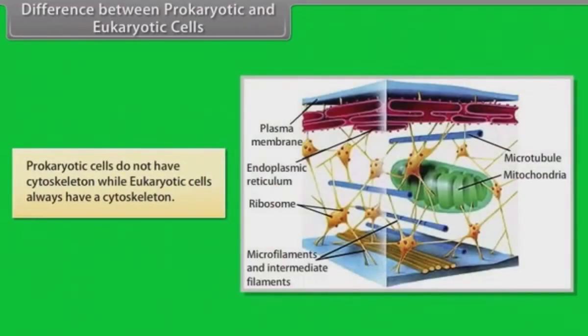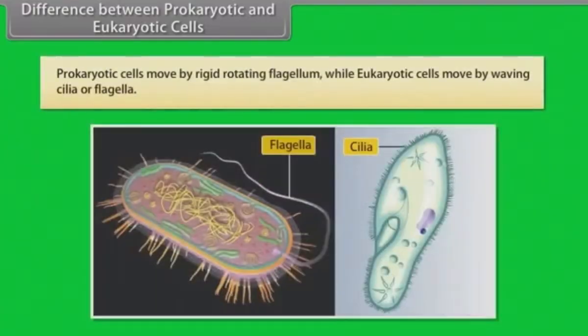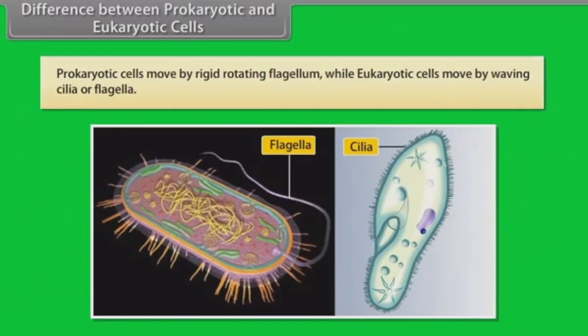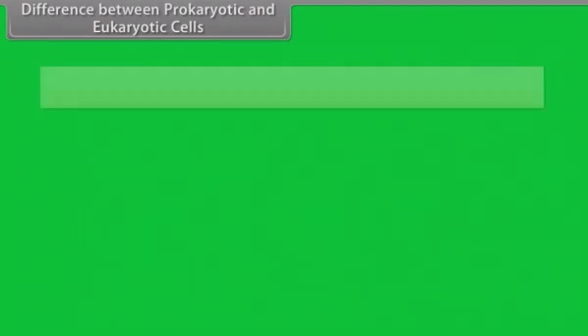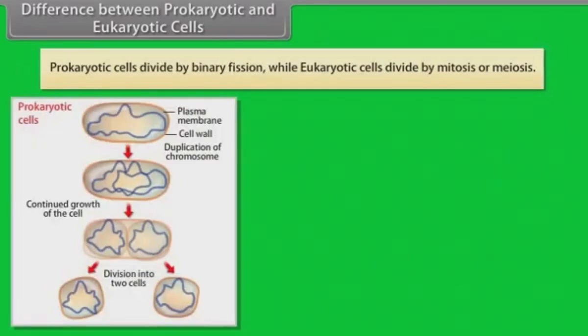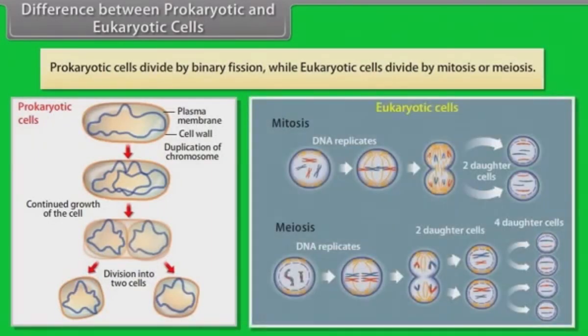Prokaryotic cells do not have cytoskeleton, while eukaryotic cells always have a cytoskeleton. Prokaryotic cells move by rigid rotating flagellum, while eukaryotic cells move by waving cilia or flagella. Prokaryotic cells divide by binary fission, while eukaryotic cells divide by mitosis or meiosis.